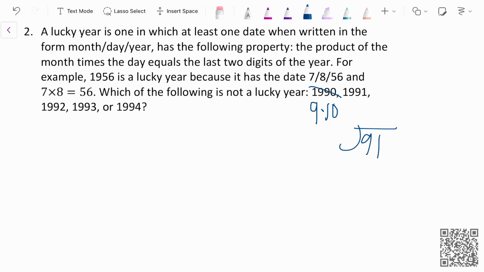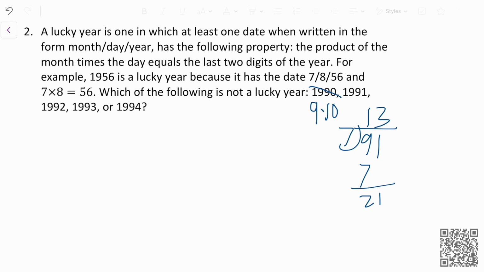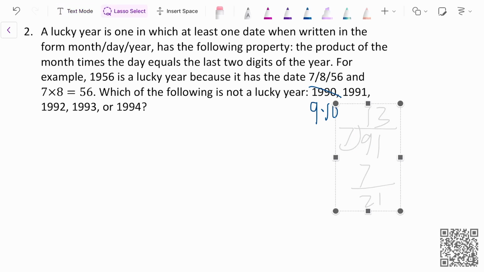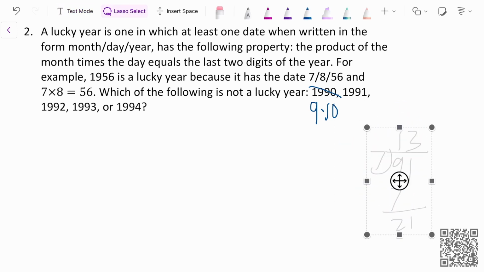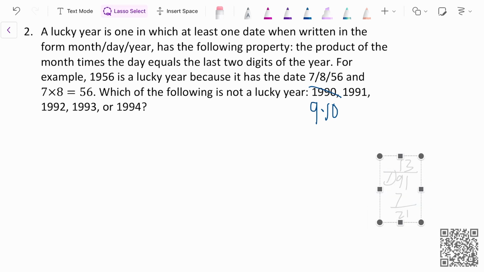1991, if you go 91 divided by 7, pull up a 1, then you would get 7, 2, 1, 3. This is 13. So let me just shrink this real quick and move into the corner so you can see my calculations later. And here we go. Okay, so this would be 7 times 13. That is an eligible part of the year, so we can cross that out.